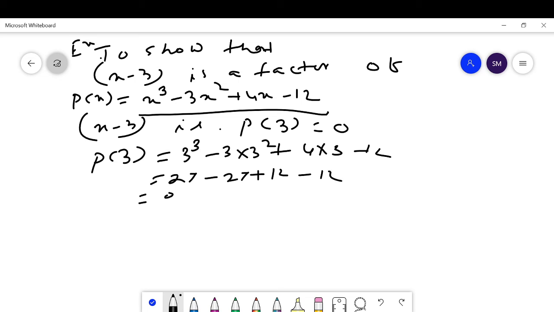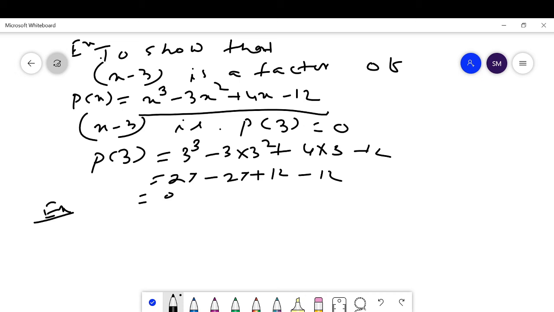Hence we get that p(3) is equal to 0. By the factor theorem, x minus 3 is a factor of p(x). Without dividing, by using the factor theorem, we can show that x minus 3 is the factor of the given p(x). Let us solve another example.